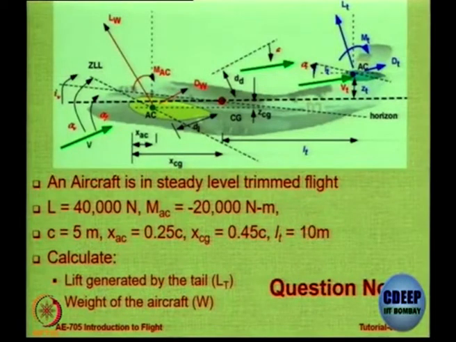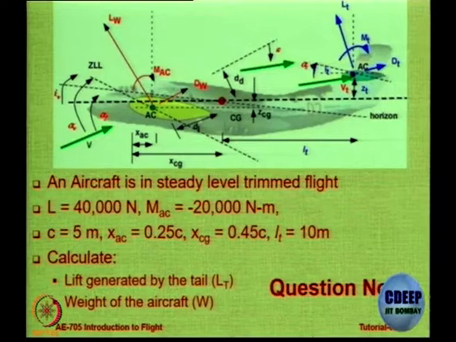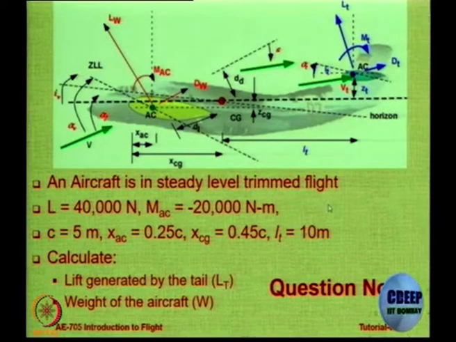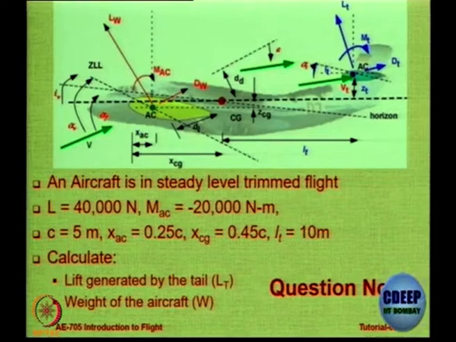And LT is the distance between the CG of the aircraft and the aerodynamic center of the tail. You can see it is shown here in this figure. This is LT, from the center of gravity to the quarter chord or aerodynamic center of the horizontal tail, that is 10 meters. So, if this is the case, first of all, you must calculate the lift at the tail and then calculate the weight of the aircraft or mass of the aircraft in newtons.